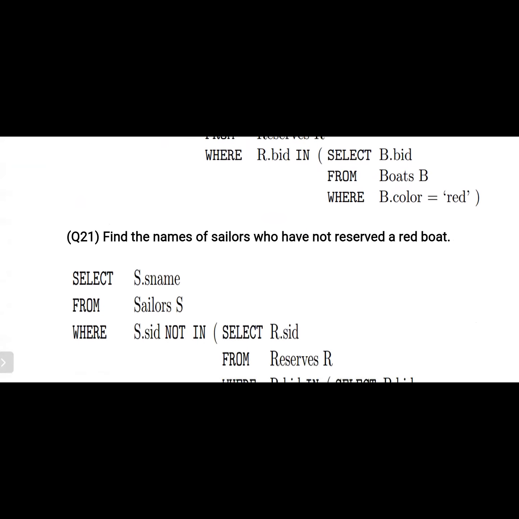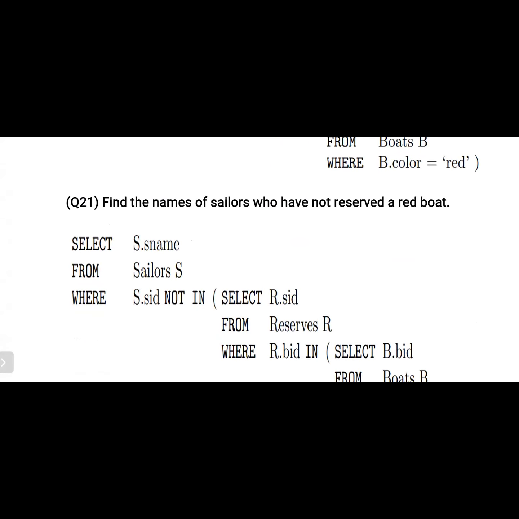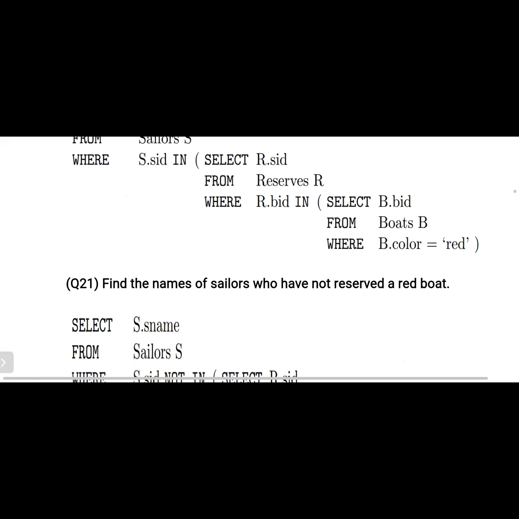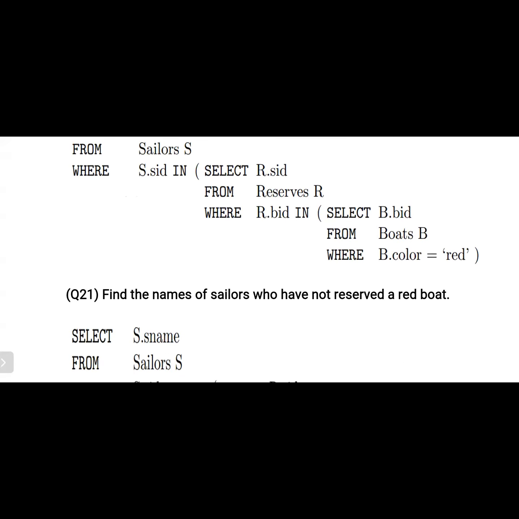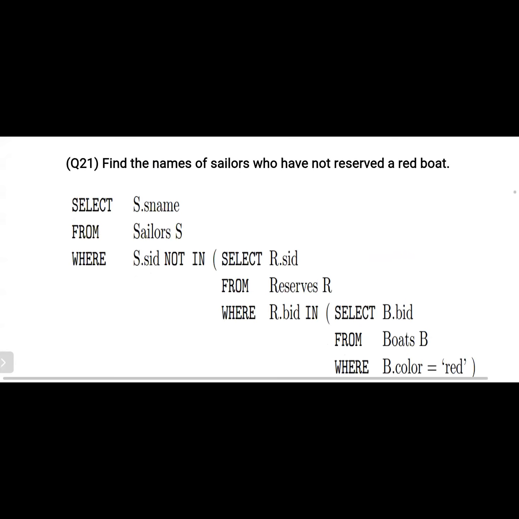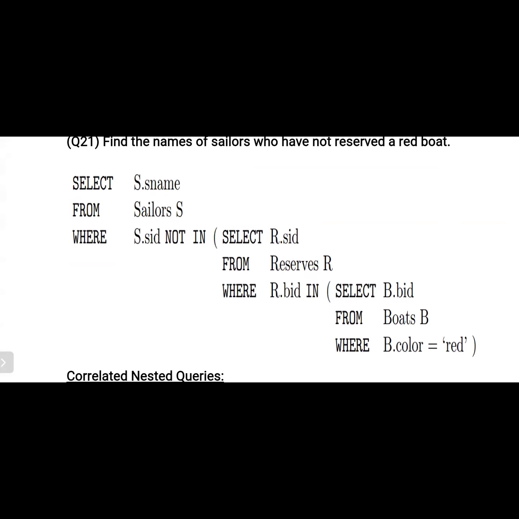Next one, find the names of sailors who have not reserved a red color boat. Then we can use NOT IN also. NOT IN means that is not considered. The same type of query is written here, but before where s.sid in, we place NOT IN. The remaining query is the same. Please observe once: select s.sname from sailors S where s.sid not in, select r.sid from reserves R where r.bid in, select b.bid from boats B where b.color equal to red. But this is not considered.